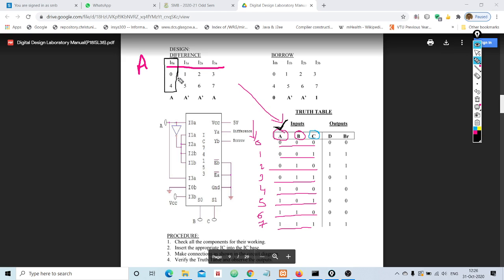I mean I0A input line, which is one of the input lines of the multiplexer A. What does this indicate? This indicates row 0 in the truth table, right? So it means focus on row 0, and focus only on the difference column.